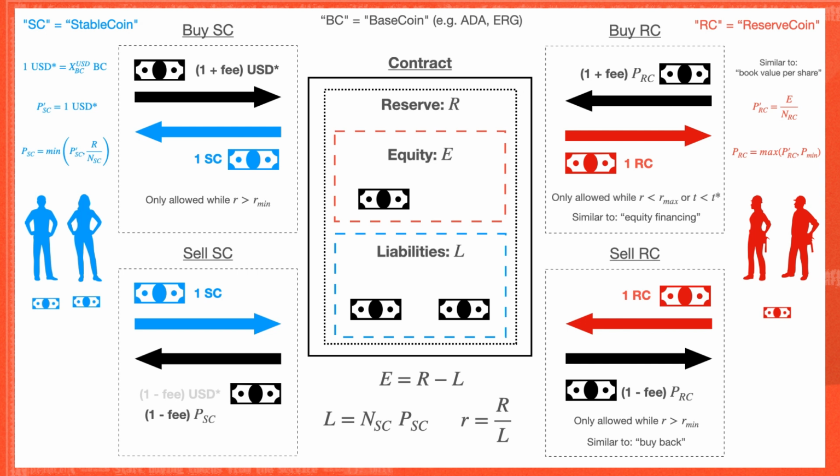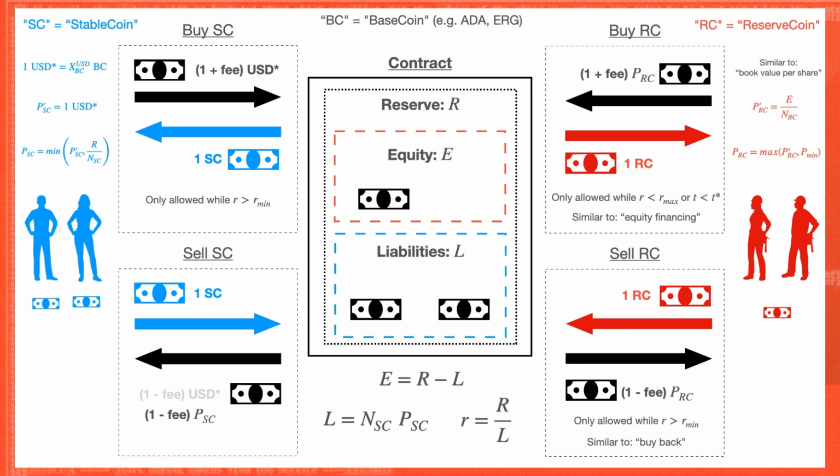We also forbid buying reserve coins when the reserve ratio is greater than a maximum reserve ratio threshold. This may seem counterintuitive at first, because you may think, okay, we should just allow the reserve ratio to grow as much as possible, right? The greater the reserve ratio, the greater the stability, and that's correct.